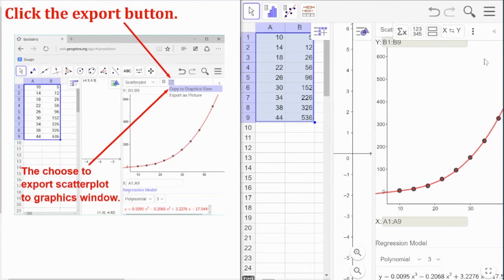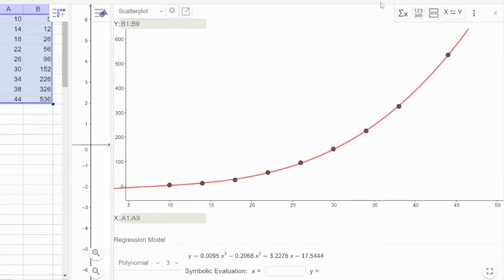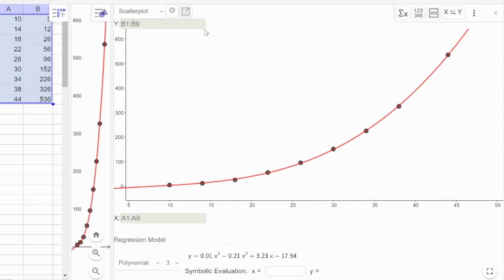Now we can export this to our actual plot sheet. So this is the regression feature, but we're going to put it into the coordinate plane. I'm going to go full screen mode with this for a moment. And this is the button right here. It says copy to graphics view. That's what we want. We don't want to export as a picture. We want to copy it to the graphics view. So this is the export button, copy to graphics view.